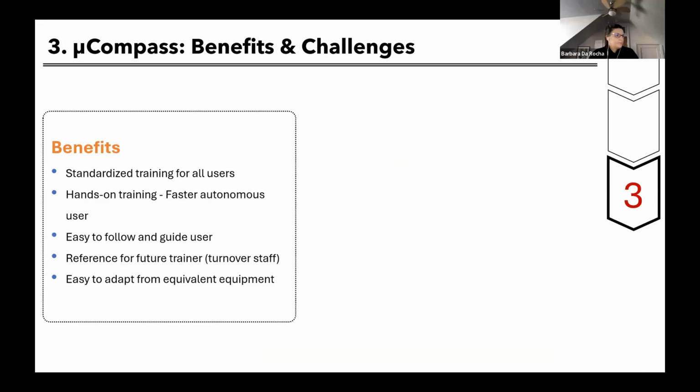In conclusion, for the MicroCompass, the benefits are that you have a standardized training for all users. It's really based on hands-on training, and you have faster autonomous users. It is really easy to follow and to guide the users, so it's really straightforward. It's also a great reference for future trainers, and it's easy to adapt from equivalent equipment, so from a widefield to a widefield.